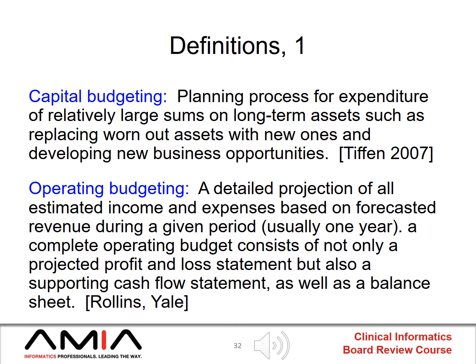other items as well. Operating budgeting, on the other hand, is the detailed projection of all estimated income and expenses based on forecasted revenue during a given period, usually annually. And in our field, operating budgeting is the budget that governs the day-to-day operations of our clinical computing infrastructure and our systems, keeping the help desk staffed, keeping the network maintained. All the things that are necessary are part of the operating budget.